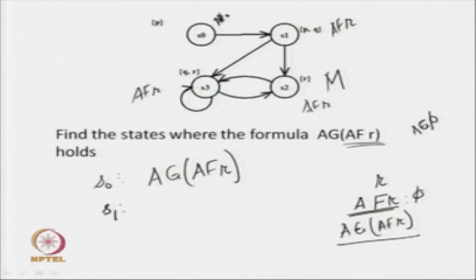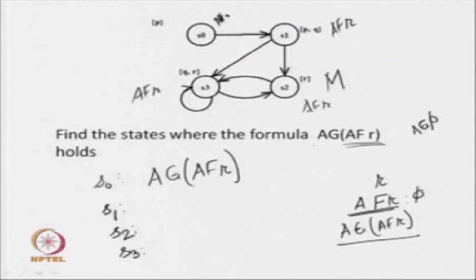With similar logic, you can say that it is true in S2 as well as in state S3. That means, in all those 4 states of this particular model M, AG AF R is true. So, when we are going to look for the truth values of a particular CTL formula, first of all we have to know the truth values of its sub formulas. Here, if I consider this formula AG AF R, it has 2 sub formulas.